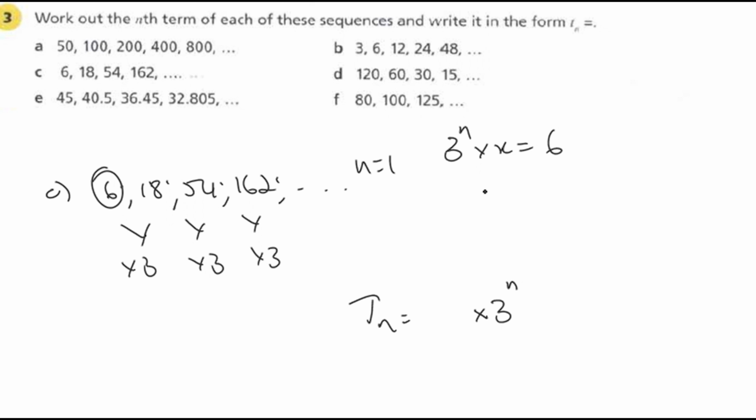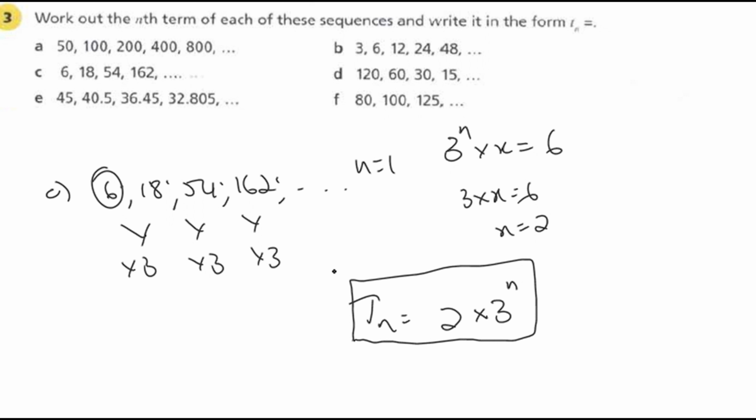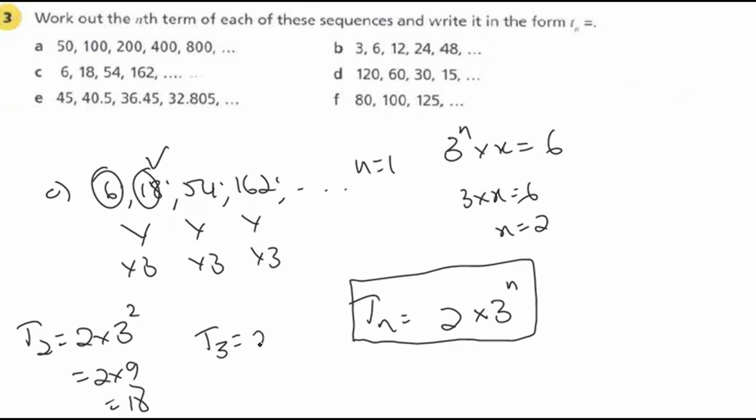Now when n equals 1, we'll have 3 times x equals 6, x equals 2. So that will be our multiplier. Now we need to just check term 2. So term 2 will be 2 times 3 squared. 2 times 9 is 18, so that checks out. And when n equals 3, term 3 will be 2 times 3 to the 3. 2 times 27 is 54.